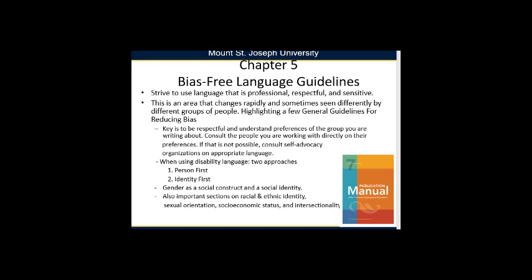Chapter 5 has a very helpful section about language around gender and gender identity. This is a new and important section for the 7th edition. Also important sections on racial and ethnic identity, sexual orientation, socioeconomic status, and intersectionality are included in the 7th edition. When writing about different populations or groups of people, it can be helpful to look back at this chapter for guidance and things to consider in your own writing.